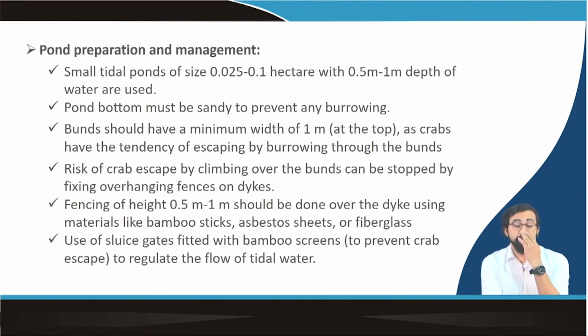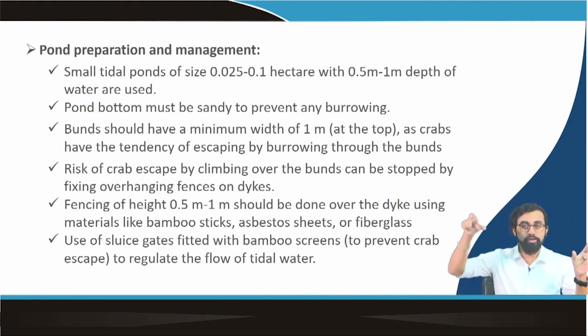Pond preparation and the management, if we talk about the small tidal ponds of around 0.025 to 0.1 hectare, you have to choose a 0.5 to 1 meter depth of water at least. The pond bottom must be sandy to prevent any burrowing. Okay. The bunds should have a minimum width of 1 meter at the top.